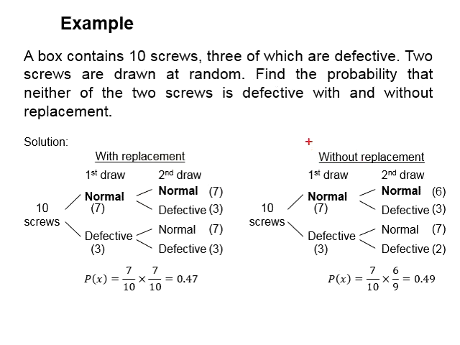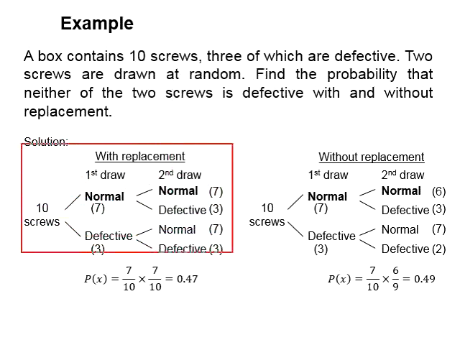In the case that there is no replacement, after you have drawn one of the screws, the total number of screws will reduce. If during the first draw you drew a normal screw, there will be only 6 normal screws during the second draw. If during the first draw you drew a defective screw, that means the number of defective screws will reduce to 2 during the second draw.